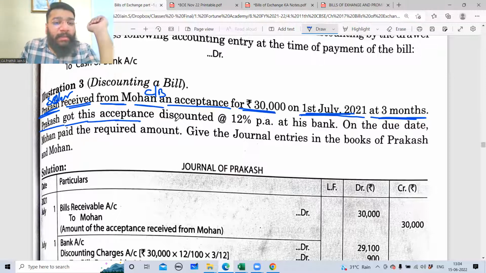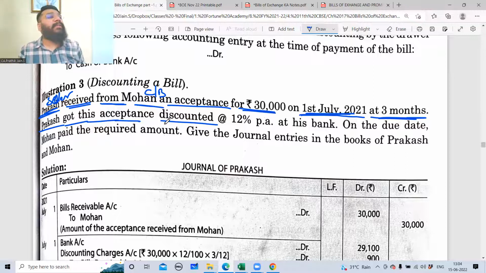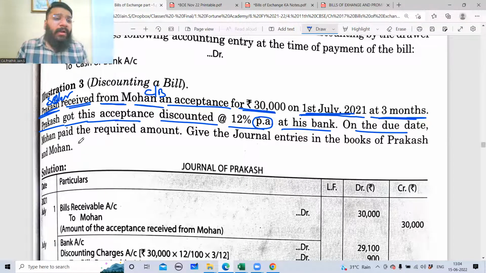Prakash got this acceptance discounted. So this is a case of discounting with the bank. So he discounted at 12% per annum at his bank. So what is the discounting charge? 12% per annum. 12% is for 12 months, but we have discounted for 3 months, so I need to calculate proportionately. On the due date, Mohan paid the required amount. Give the journal entries in the books of Prakash and Mohan.